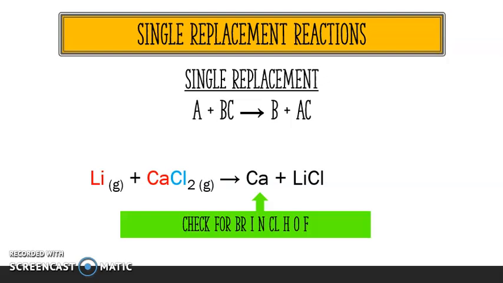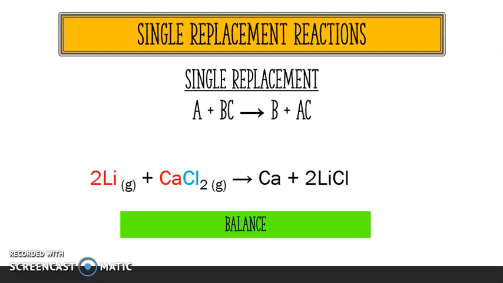The next thing we're going to have to worry about is whether or not our element is subject to the Brinkelhoff rule. Is it a diatomic element? You can see calcium is not part of the name Brinkelhoff, so we don't have to do anything with that element at this time. We should take a moment to balance our equation. We can do that simply by adding 2's in front of the two lithium materials. And then finally, I need to add some state symbols.